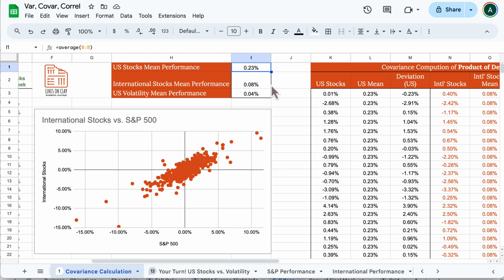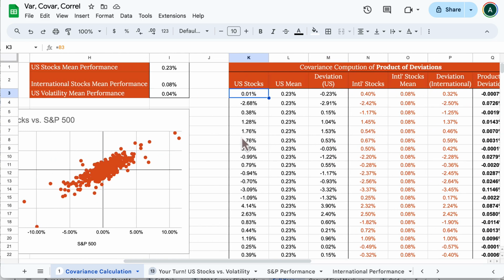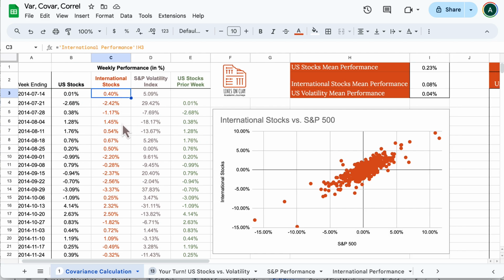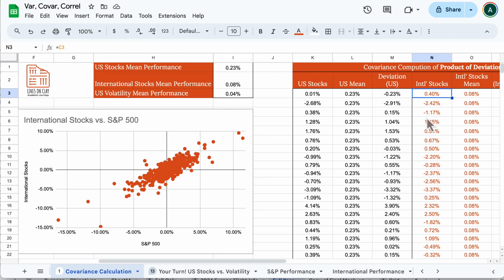So these are the average weekly performance, and these are samples, right? We're working off of one particular 10-year period. Well, let's calculate these together. First column that I have here is really just the duplicate of what we saw over in column B. And the same is going to be true when I look at my international stocks. How did they perform? And that's what's going on here.